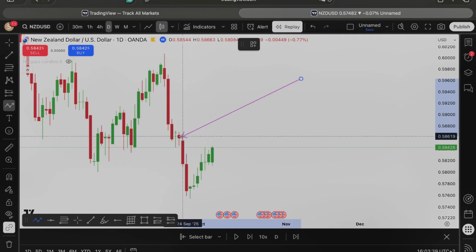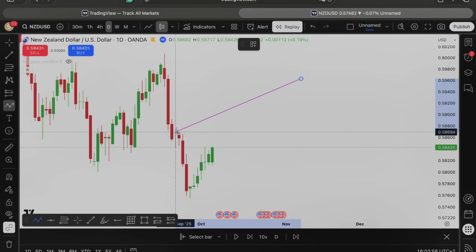Normally, the rule to the impulse is it all should be one color. Even though you see a green candle right here, we are still going to consider it a valid impulse just because this green candle is very small.